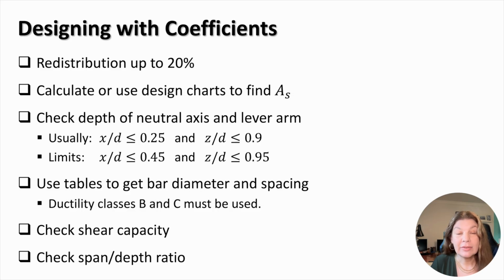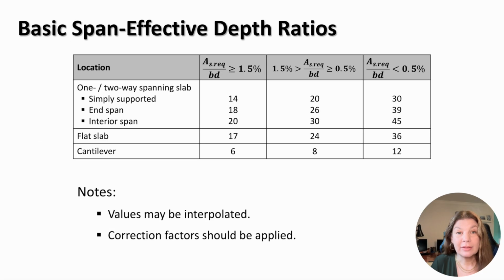Next, the shear capacity of the slab is checked. Shear reinforcement is usually not required in slabs loaded by uniformly distributed loads. The deflection is checked using the span to effective depth ratio. This table shows the basic values of the span to effective depth ratio calculated for different reinforcement ratios and locations within a continuous slab.